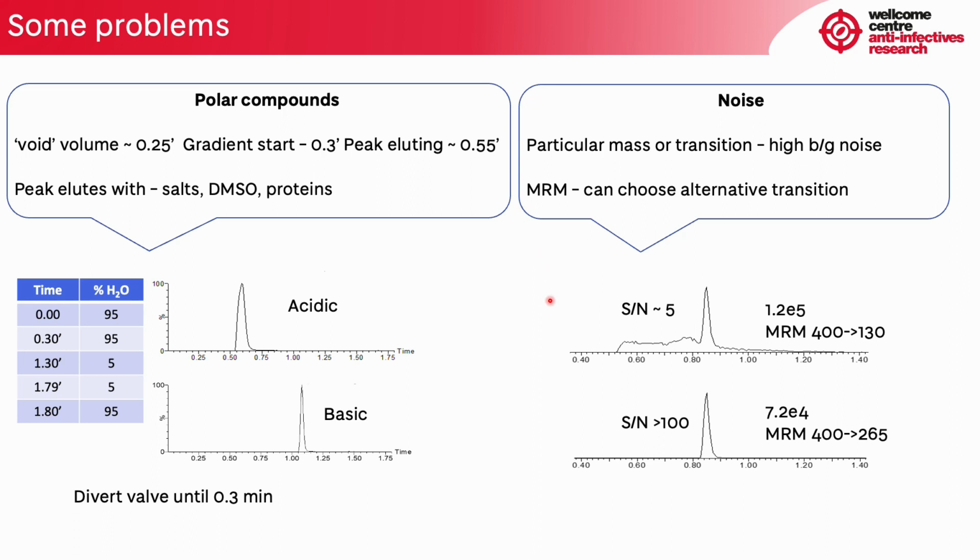In this example, a compound gives a high background noise on a particular MRM channel. The signal to noise for the peak is only around 5 to 1, even though the peak height exceeds 120,000 counts. By using a different MRM transition, the peak height is reduced by half, but the signal to noise now exceeds 100. If this problem occurred on a high-resolution instrument, increasing the resolution may help, or alternatively trying to change the chromatography in order to separate the source of the noise from the analyte may do the trick.